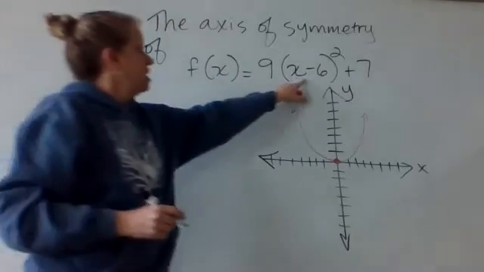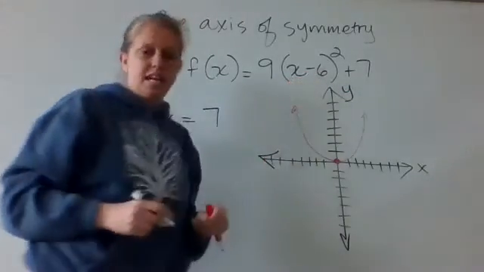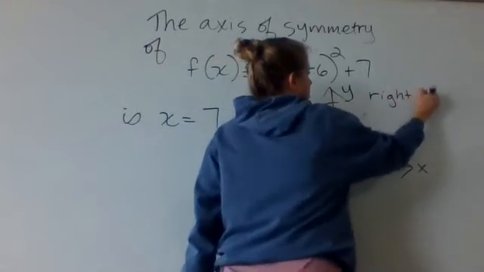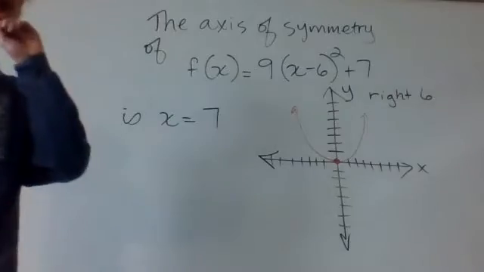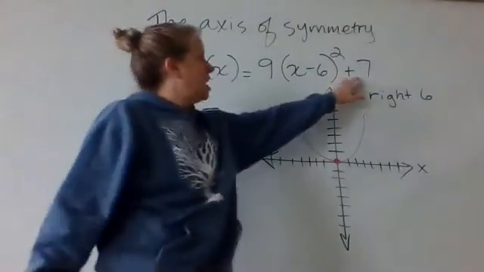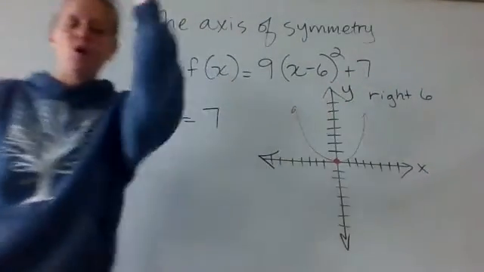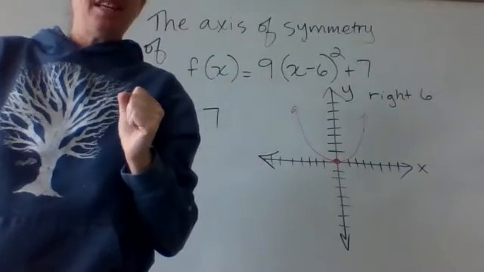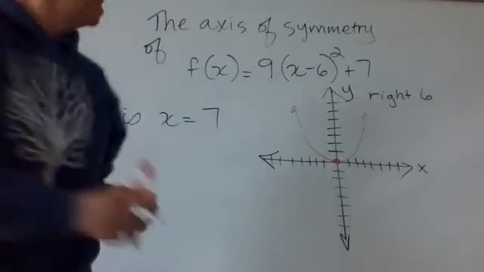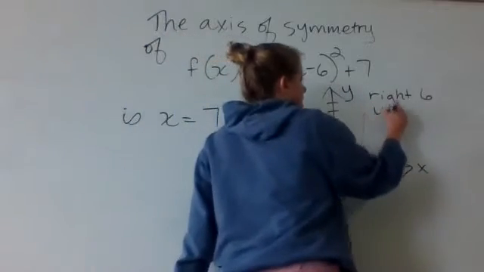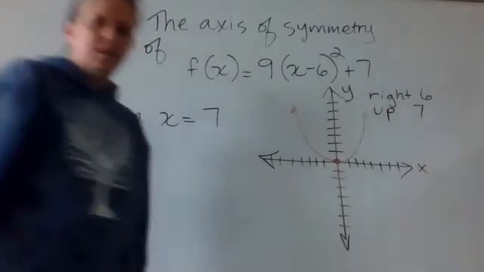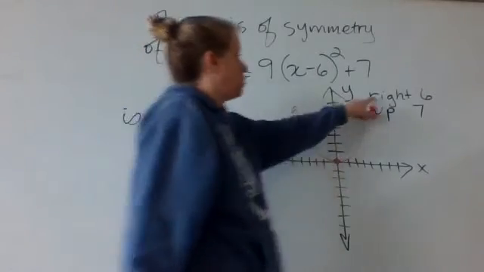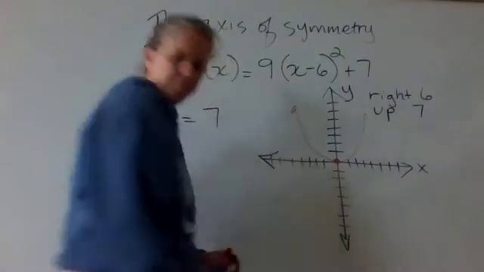So let's see. The inside number is -6. So that's going to tell me to move it to the right 6. Now, remember what the outside numbers do. They shift you vertically up and down, and you go with the sign, which means I'm also going to shift up 7. So that's what I'm moving, is this vertex right here. So let's shift it right 6 and up 7.